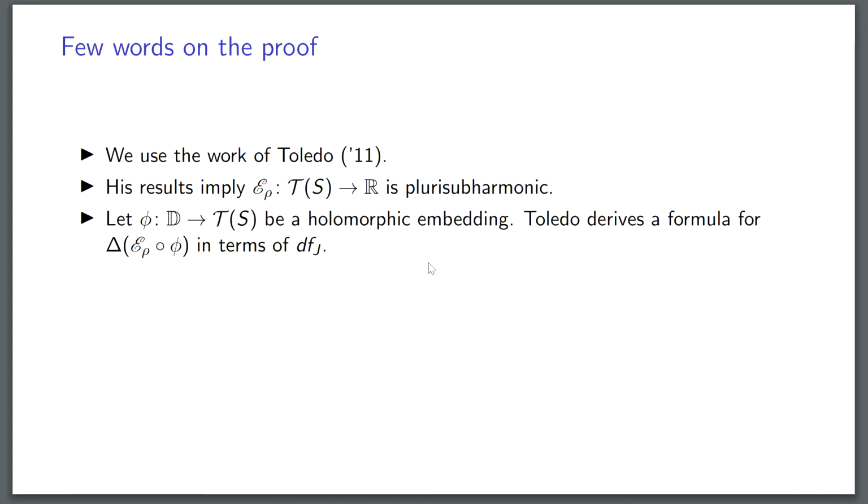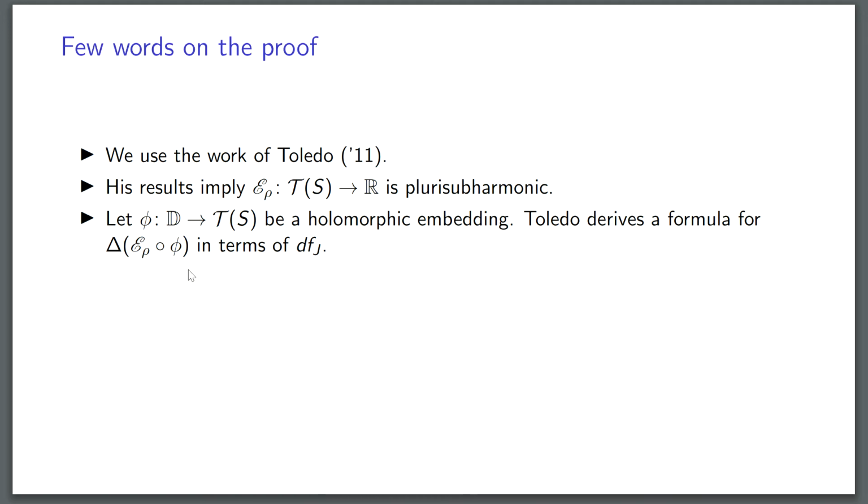What he does is he considers a holomorphic embedding of the unit disk into Teichmüller space, and he derives a formula for the Laplacian of the composition of these 2 functions, and this formula is entirely in terms of the derivative of the associated harmonic maps. And this is a very important point for our proof. So Toledo proves the plurisubharmonicity of the energy functional by deriving a formula for the Laplacian of the composition, and he shows that it's non-negative.